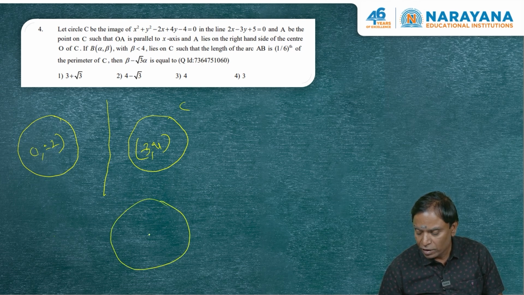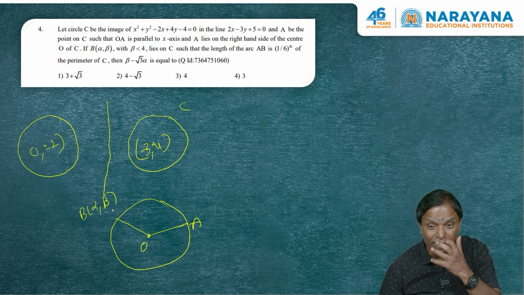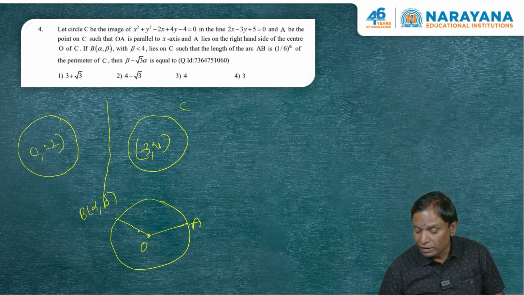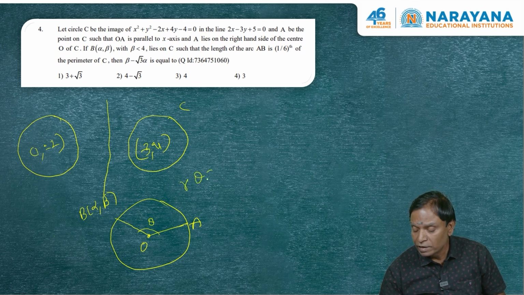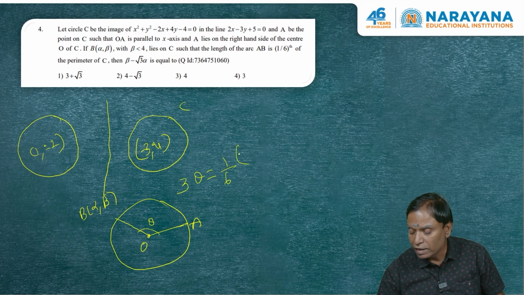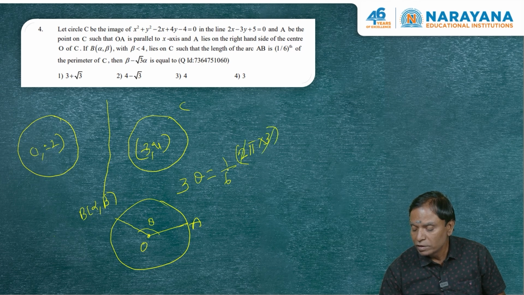Radius is 3. Now you can take the line OA, which is given as parallel to the x-axis, and B is a point (alpha, beta) and you are given beta is less than 4. You are given that the length of the arc AB is 1/6 of the perimeter of the circle. This is r theta is equal to 1 by 6 times 2 pi r. This is 3 theta is equal to 1 by 6 times 2 pi into 3. You can cancel, which gives you theta is equal to pi by 3.